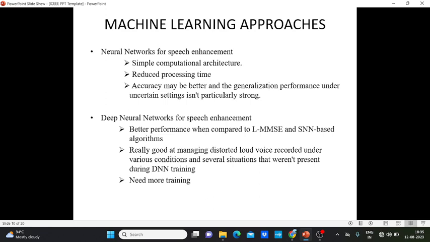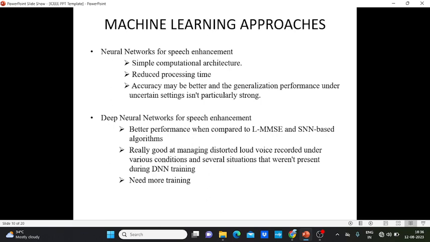So these are the machine learning techniques. Nowadays, so many sources are using machine learning approaches. So first one is a neural network for speech enhancement. In this one, it is a very simple computational architecture, and it reduces the processing time.